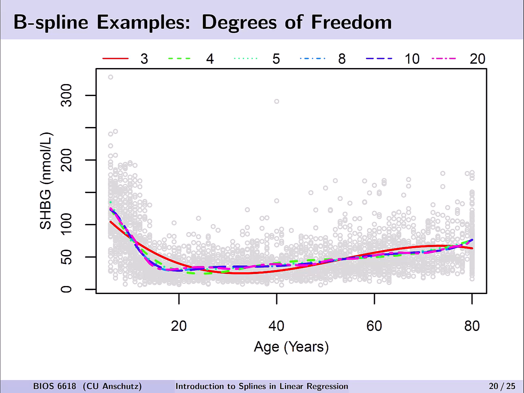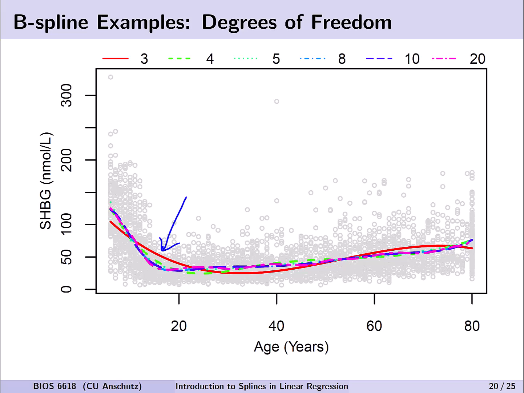Let's start by examining the B-spline and changing its degrees of freedom, or in other words, looking at increasing the number of knots. Now, let's start with the simpler one with just 3 degrees of freedom. We see here that the solid red line is a fairly smooth fit over the range of our data. We do note that there is potentially some lack of fit or underfitting in certain spaces.